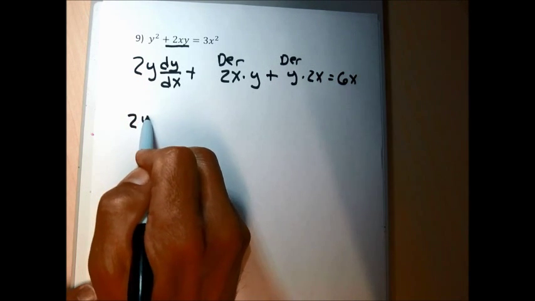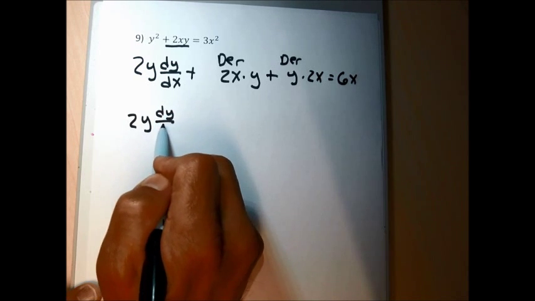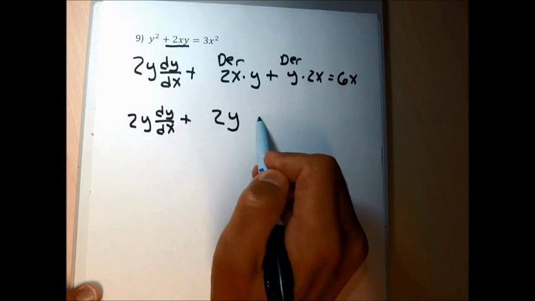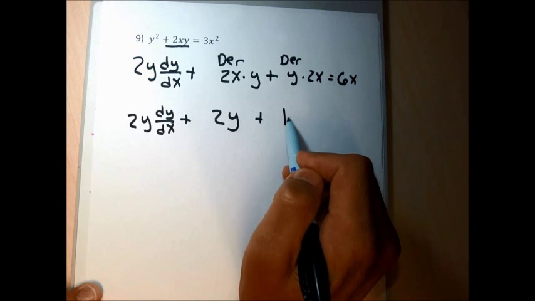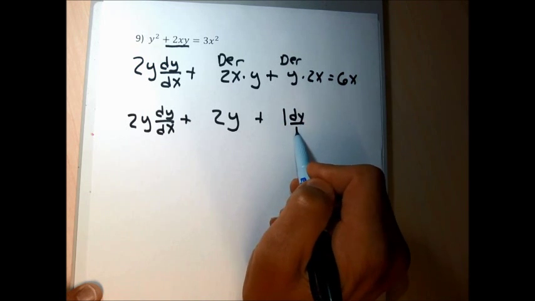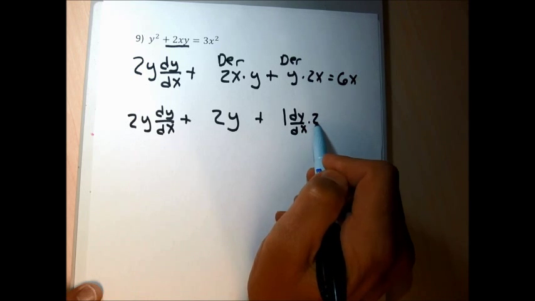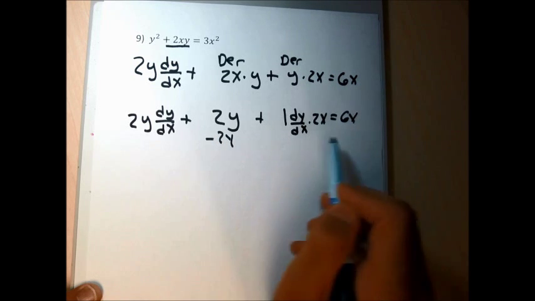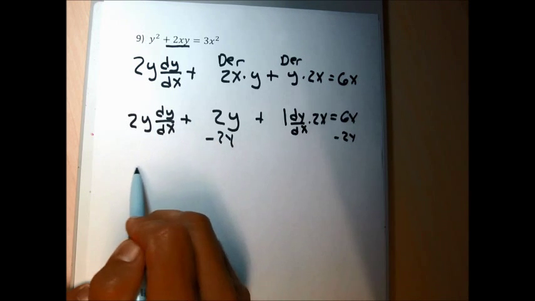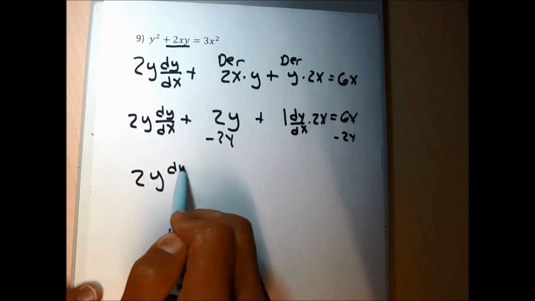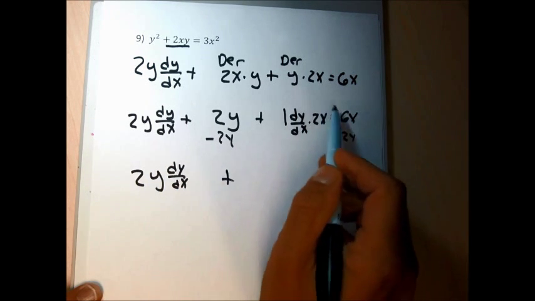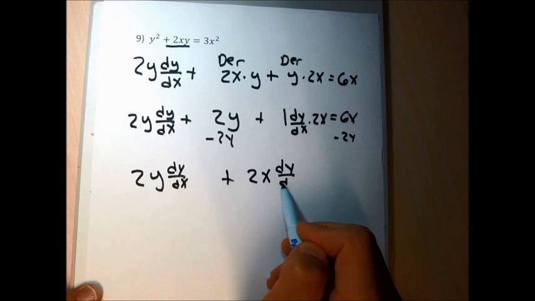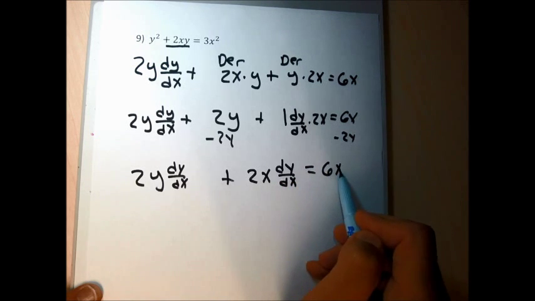So let me finish up the derivative of the product rule that I hadn't finished yet. The derivative of 2x is just 2. I leave that y alone. The derivative of y is 1, but I have to tack on a dy/dx because I took a derivative of a y with respect to x, and leave this 2x. I'm going to subtract 2y from both sides, and I'm going to leave this piece written as 2y times dy/dx. This piece I'm going to write as 1 times 2x is 2x dy/dx. And the right side I'm going to have a 6x minus 2y.